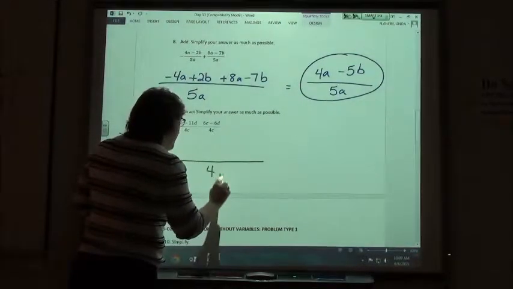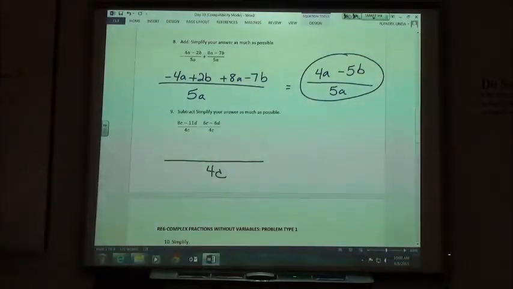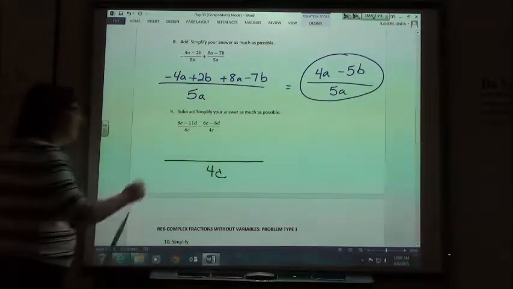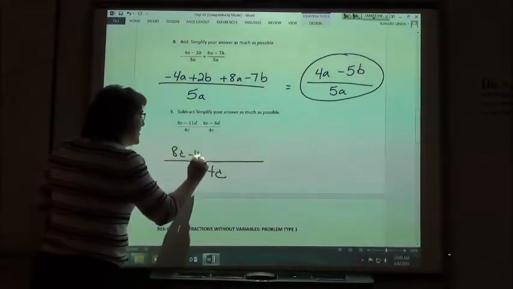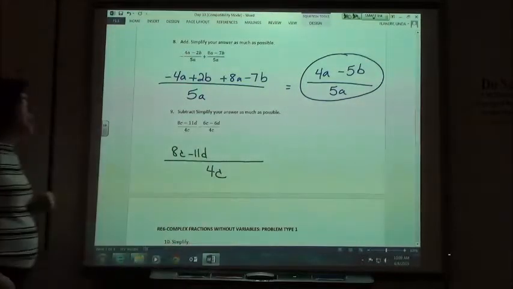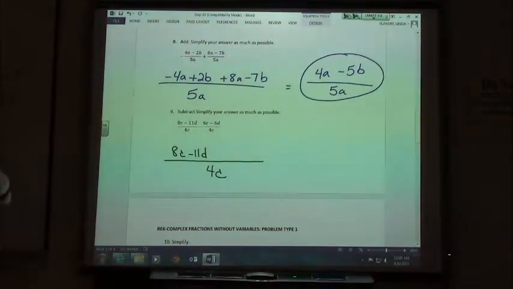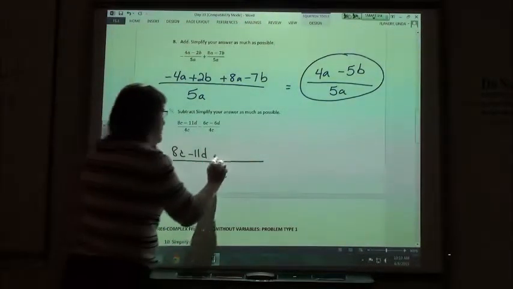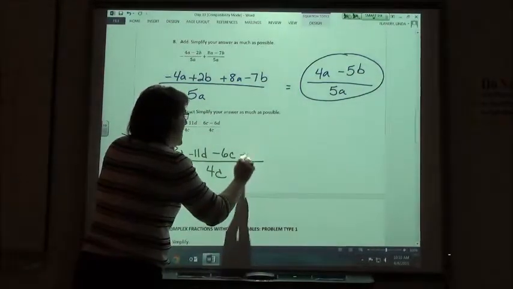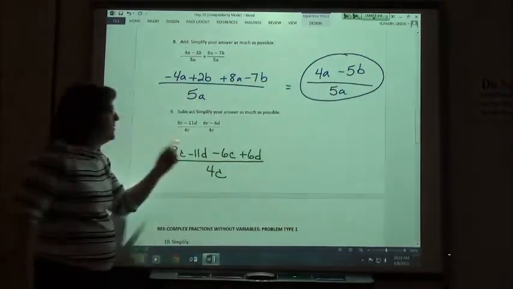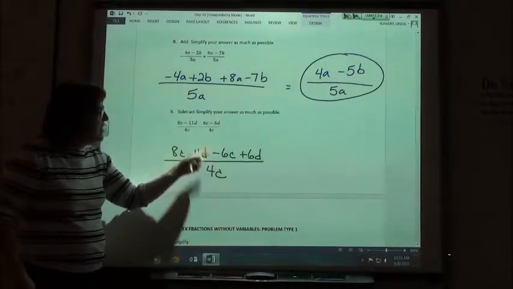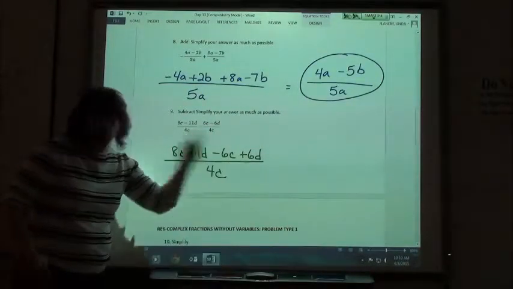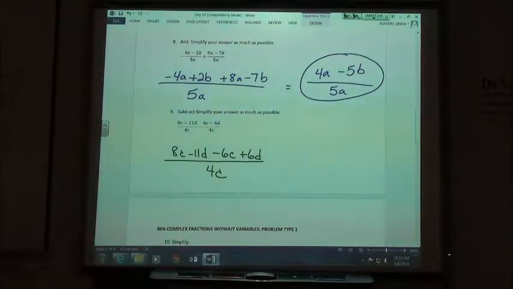So number 9, 4c is my common denominator. The first fraction is not going to change much because there's nothing in front of that. So 8c minus 11d. On the second part, I'm going to get what? Minus 6c and a plus 6d. So a negative with a positive is a negative, and a negative, change that to a positive. But when you have that minus in front, it just changes my signs.